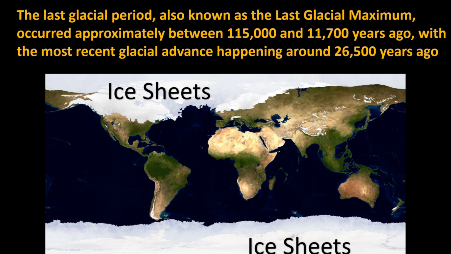The last glacial period, also known as the last glacial maximum, occurred approximately between 115,000 and 11,700 years ago, with the most recent glacial advance happening around 26,500 years ago. This period marked the end of the last ice age and the beginning of the current interglacial period.